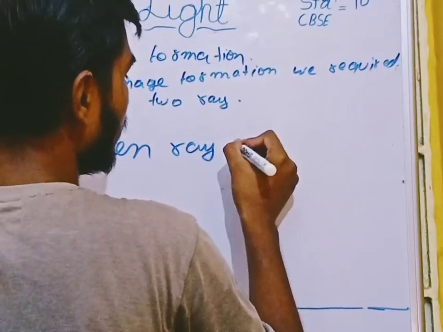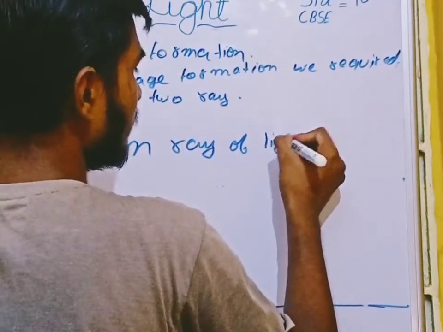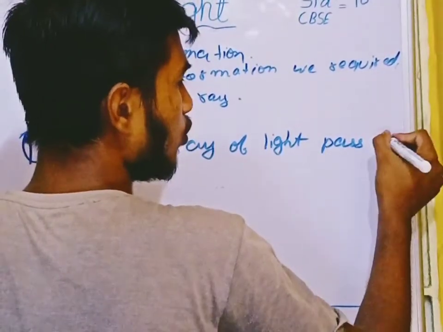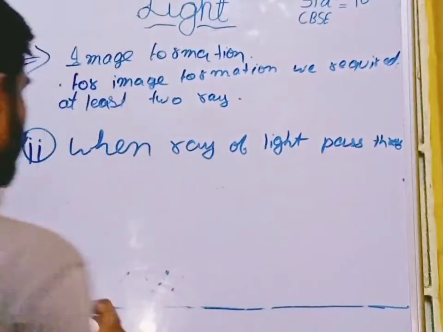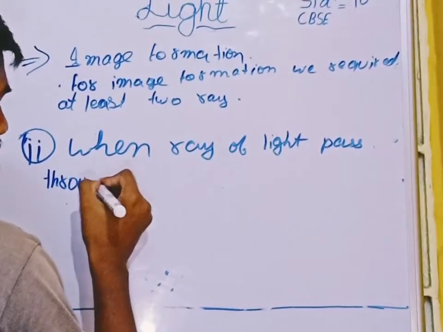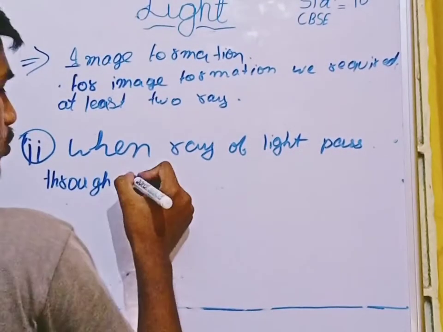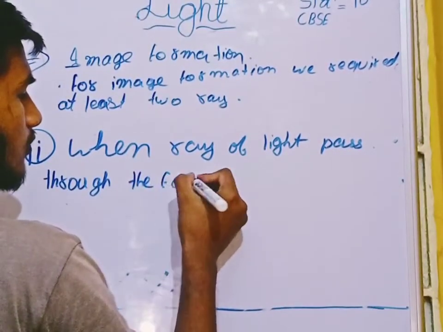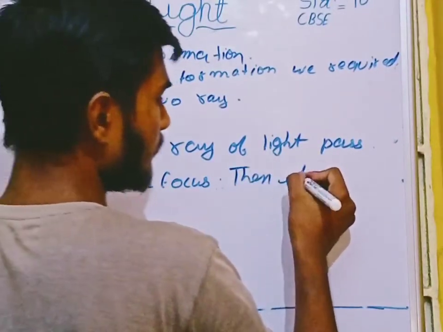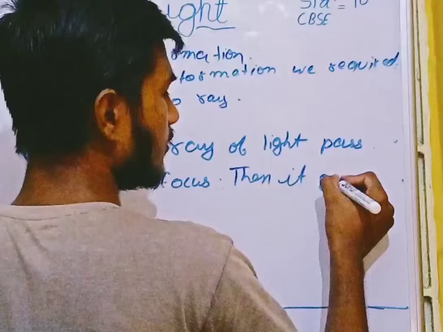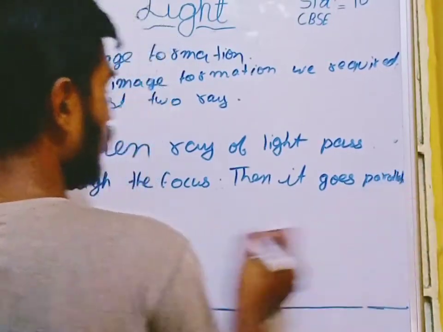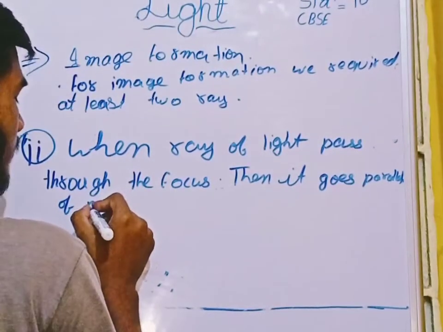Now the second rule. When a ray of light passes through the focus, then it goes parallel to the principal axis.